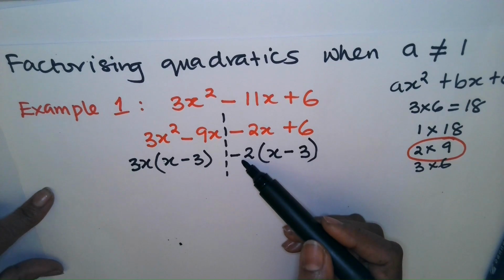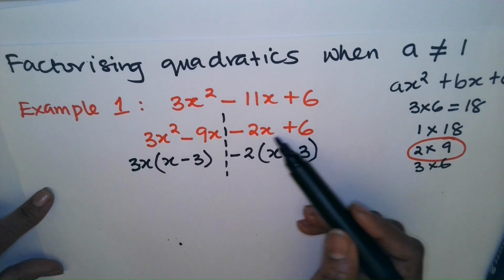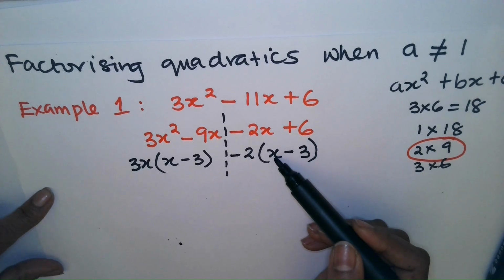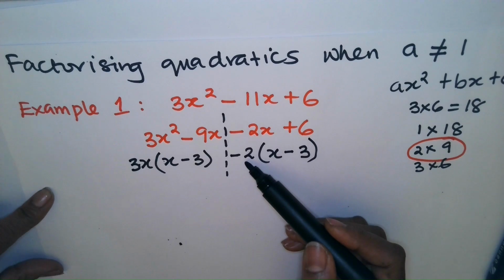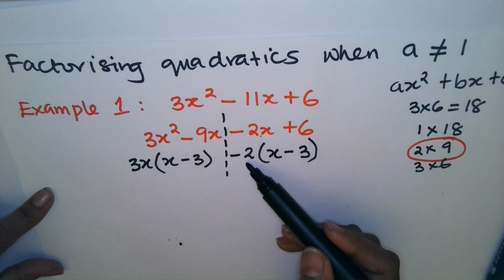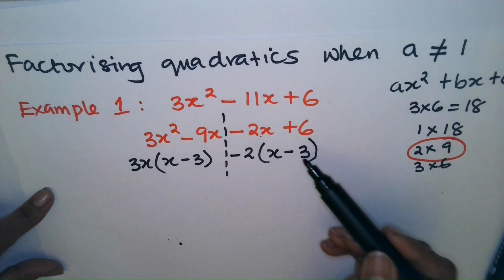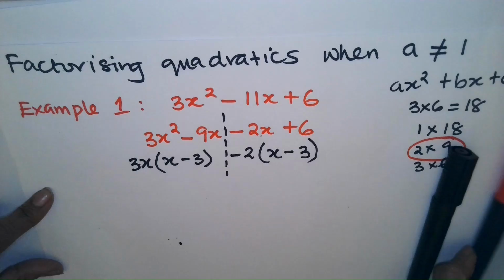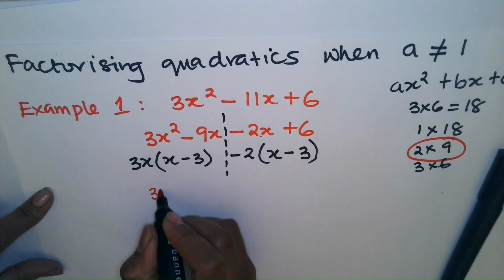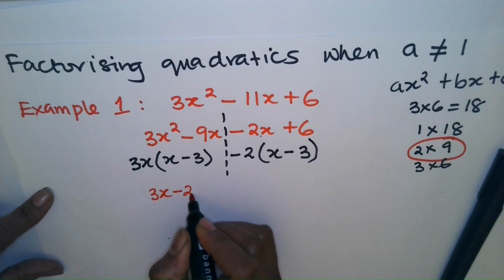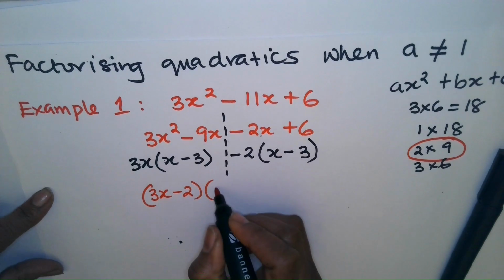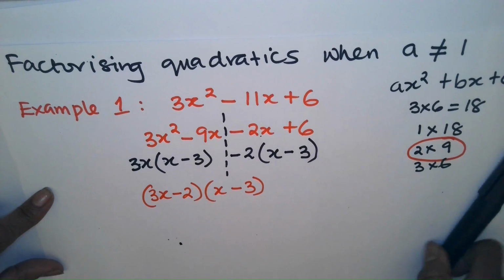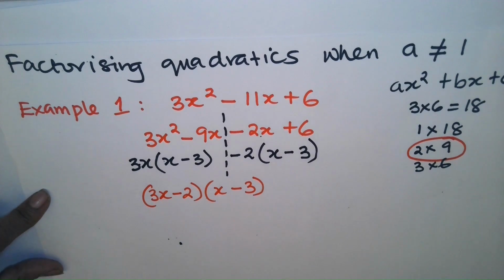So when we try to expand this, it will give us exactly this one. So we got minus 2 times x is going to give us minus 2x. Minus 2 times minus 3 will give us plus 6. So now we bring out our answer, which will be 3x minus 2, all in bracket, and then x minus 3, all in brackets. So this is your answer for this example 1.